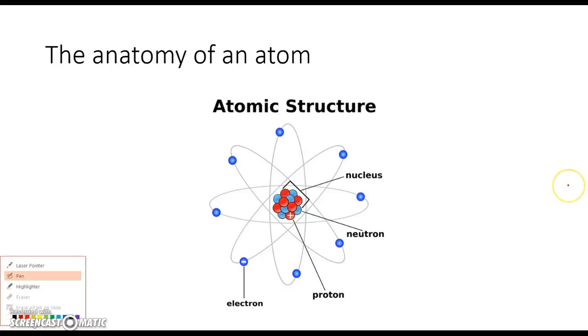So let's continue by talking a little bit about what the video was saying. And here we have the structure of an atom. Just to refresh what was being said: you have a nucleus in the center of the atom, and that nucleus contains both neutrons and protons. And surrounding this nucleus, far, far away from the nucleus, you have electrons.